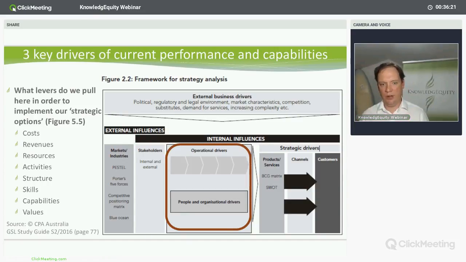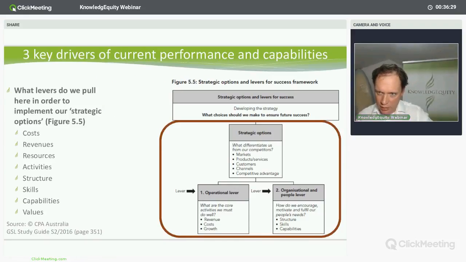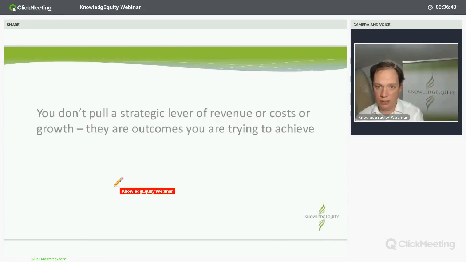The study guide starts to bring in costs, revenues, resources, activities, structure, skills, capabilities, values. And you're going, well, they're levers, but these are drivers, or are they levers? Because now I've got this figure 5.5, and I've got strategic options that has drivers, but then I'm pulling on revenue, I'm pulling on a structure. Okay, and it confuses me too.